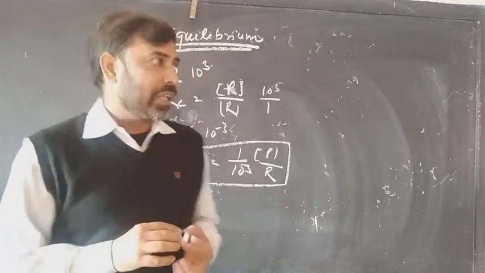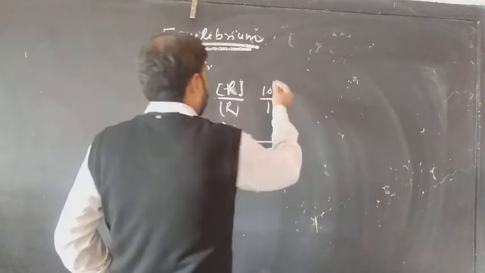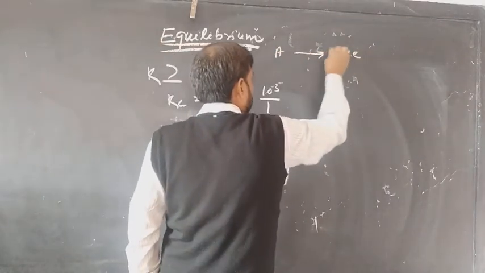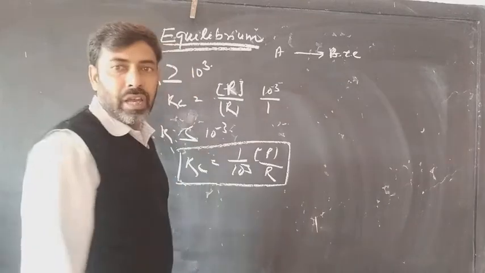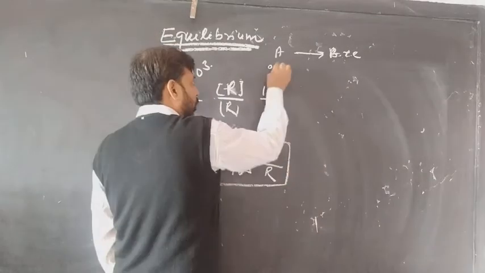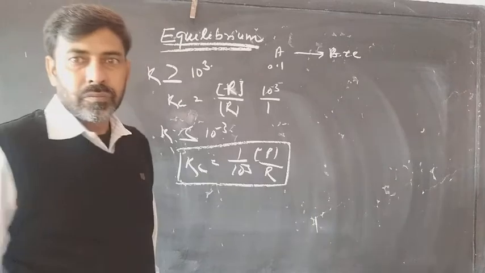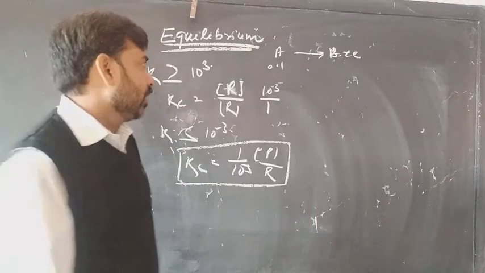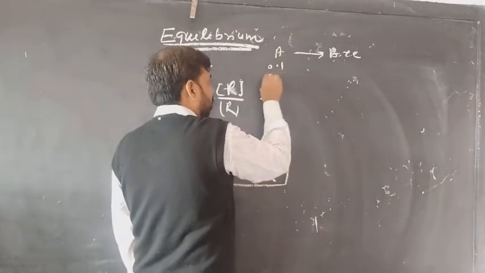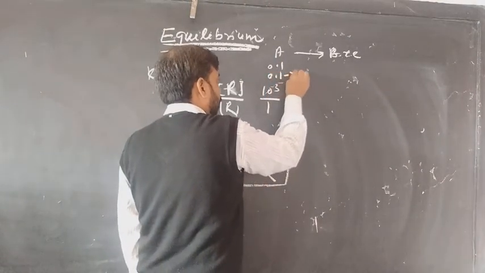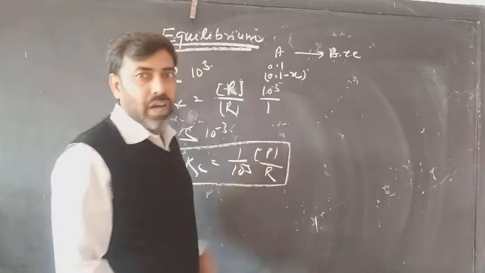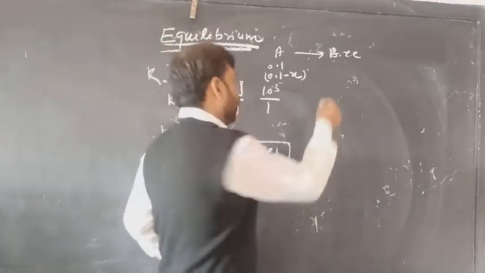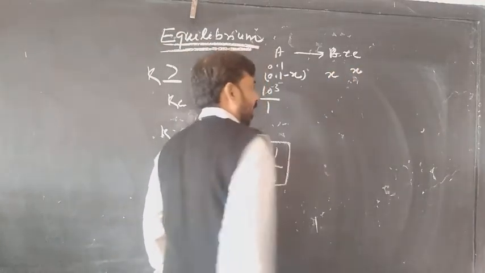Generally, whenever you are getting any equation and you are finding the concentration, if A is converting into B plus C and the initial concentration is 0.1 mole, then what will be the equilibrium concentration? We are considering that A is consumed by x mole, so that is 0.1 minus x. And how many moles of A will be consumed? A similar number of moles of B and C will be produced, that is x and x.